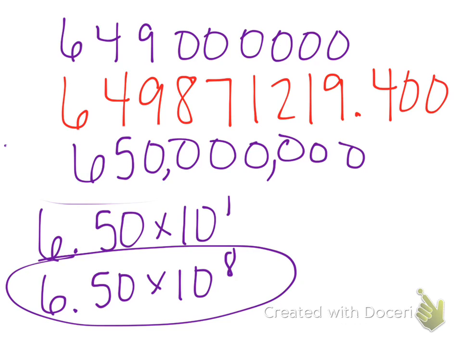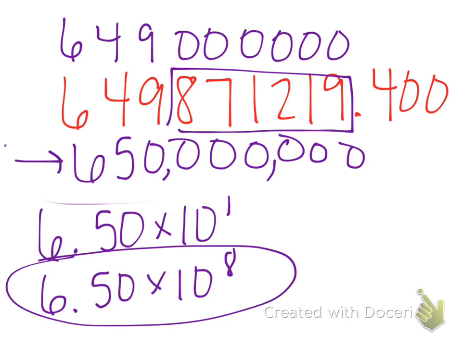650 million is much closer than 649 million. See this 800-something thousand tacked on at the bottom puts us much closer to 650 than 649. Okay? Or million or whatever number we're at. Does that make sense? Okay, so the number we're trying to show has to be closer to the number we put in scientific notation. Okay?